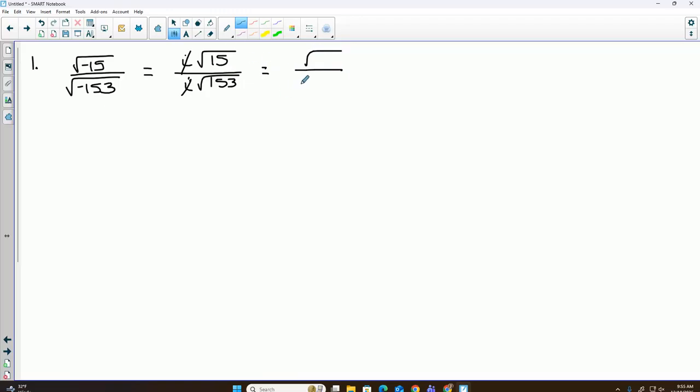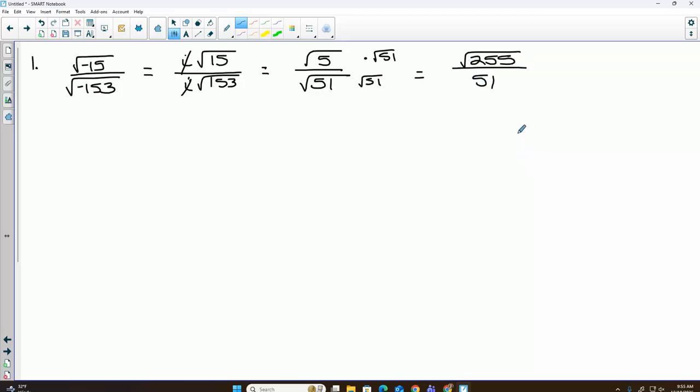Type 15 over 153 in your calculator, and tell me that fraction in lowest terms. What does that reduce to? 5 over 51. Okay. We know we can't leave a radical in the denominator, so we multiply by radical 51 on top and bottom. So we get radical 255 over 51.